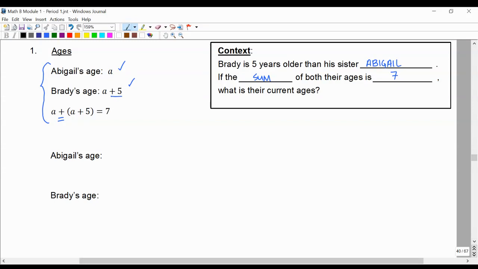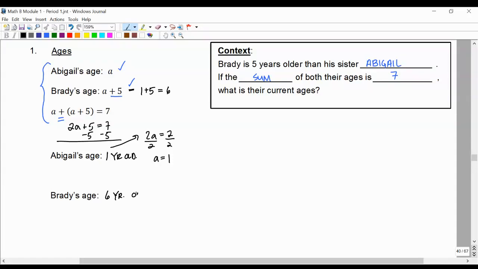So we're going to combine like terms because these parentheses do nothing. We're distributing a 1. So we have 2a plus 5 equals 7. We're going to minus 5 on both sides. All right, and so Abigail is 1 year old, and Brady, when we plug this in, is 6.